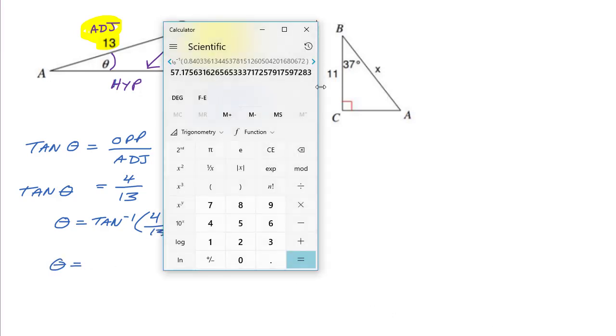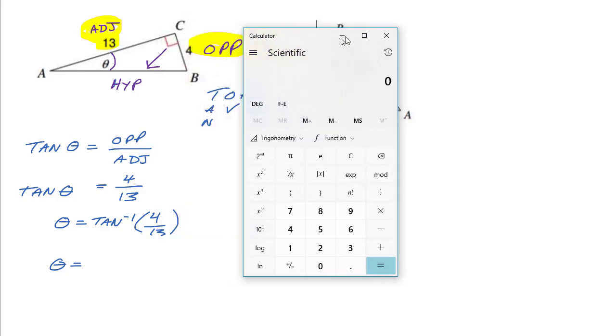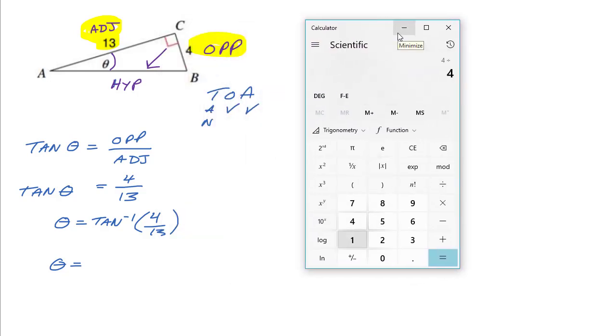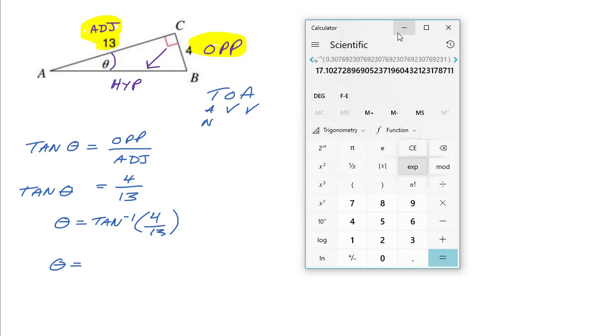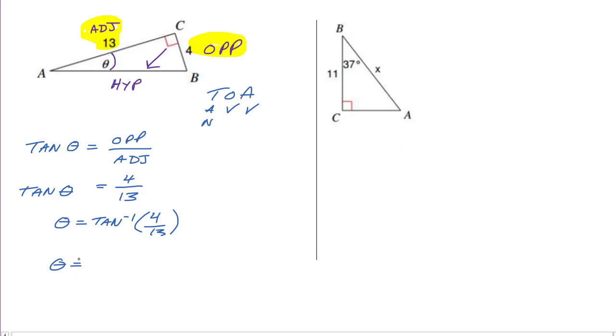All right, let's bring up our calculator again. Let me just clear this out. I'm going to go 4 divided by 13. On your calculator, you probably hit tan inverse first, and I'm going to do tan inverse second here. We got 17.1 approximately. Boom, done. That's it. 17.1 degrees approximately. Don't forget the degree symbol. I might have forgotten it in the earlier questions.